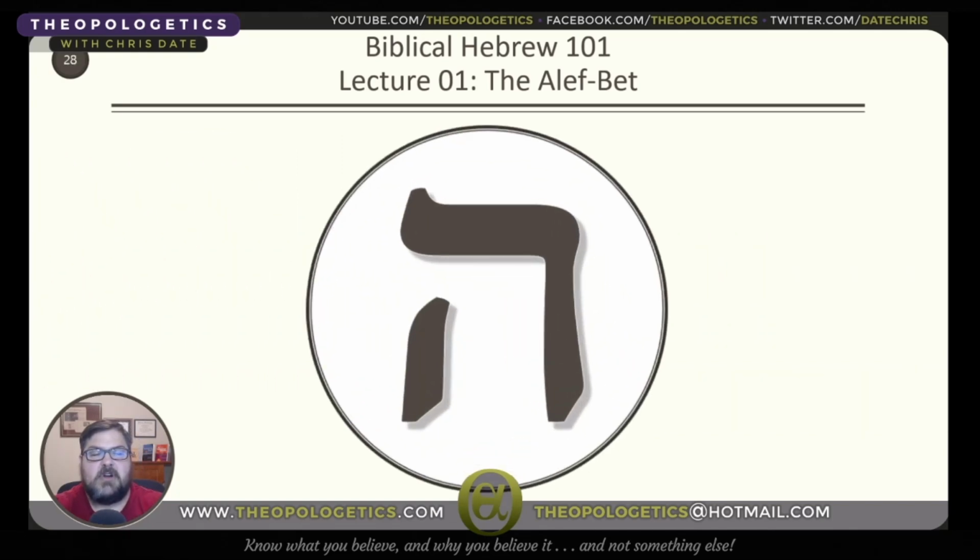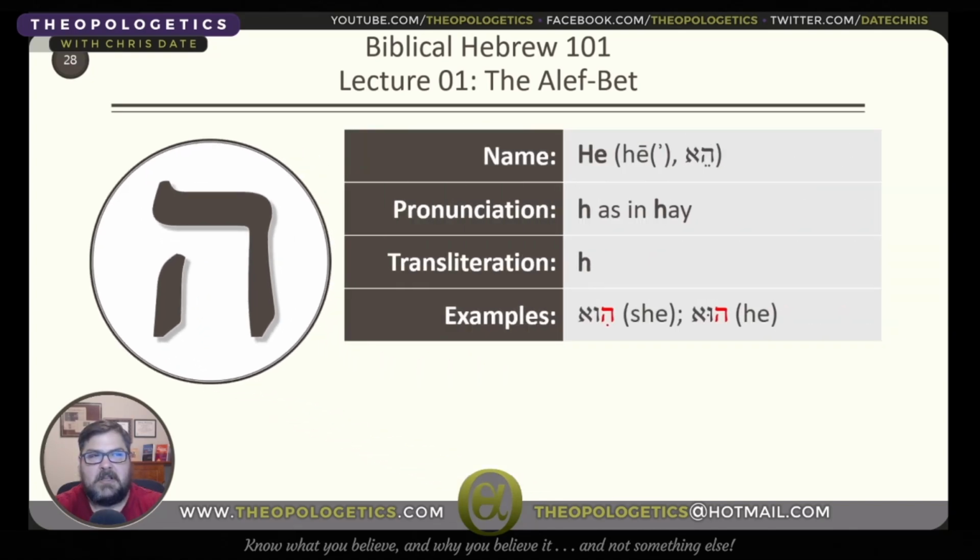Next consonant in the Hebrew Alef-Bet is the letter hey. It is pronounced like the letter H in hay or house, or the W and H in who, and so forth. And for that reason, it is transliterated into English using the English letter H. Some examples of Hebrew words that start with the letter hey are the words he, ironically meaning she, and the word who, meaning he.